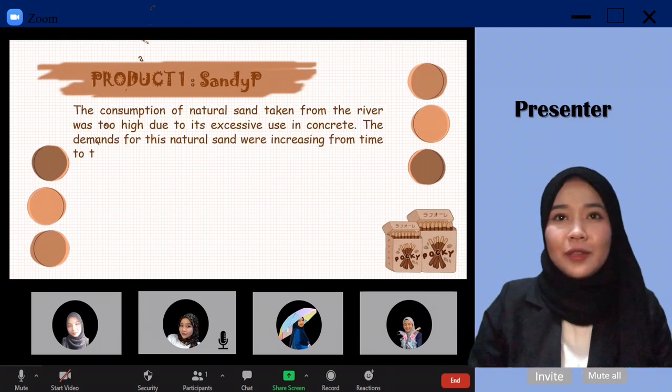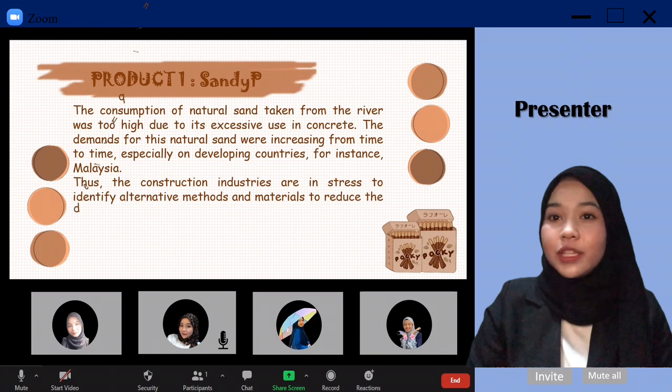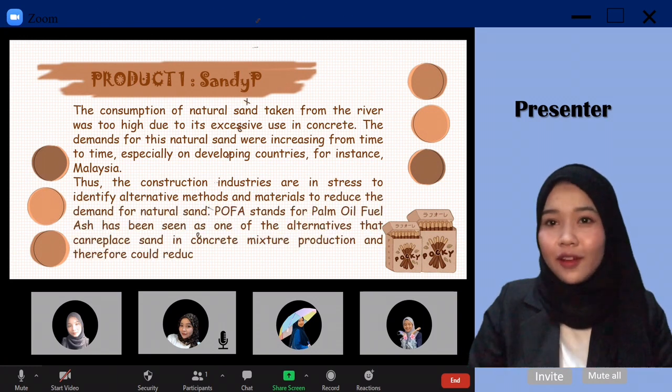The first product that we choose is Sandit. Sandit, which is the alternative sand in mortar for IBS.